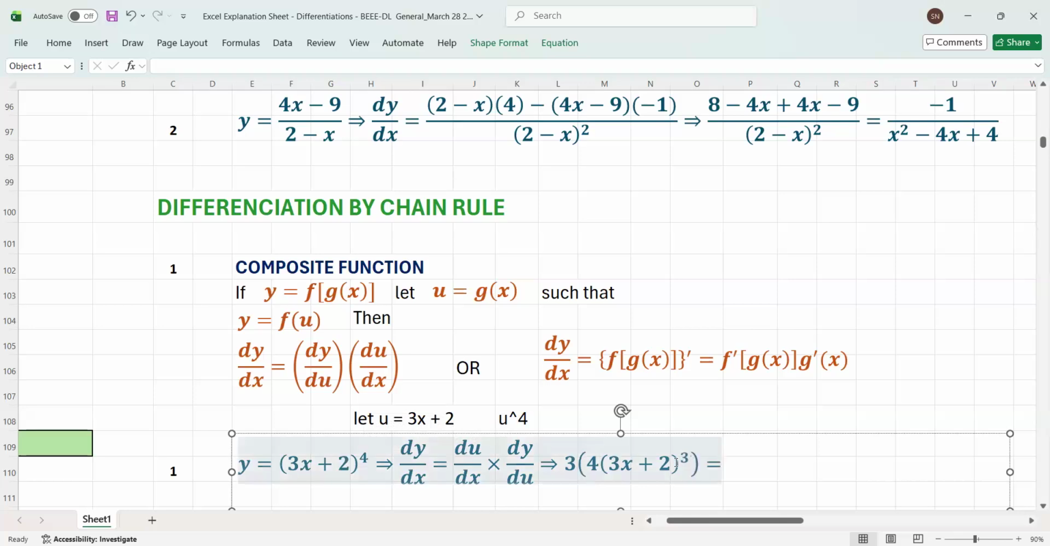this should give us 4 times 3, 12, into bracket 3x plus 2 all raised to the power 3. Okay, 3x plus 2 all raised to the power 3.